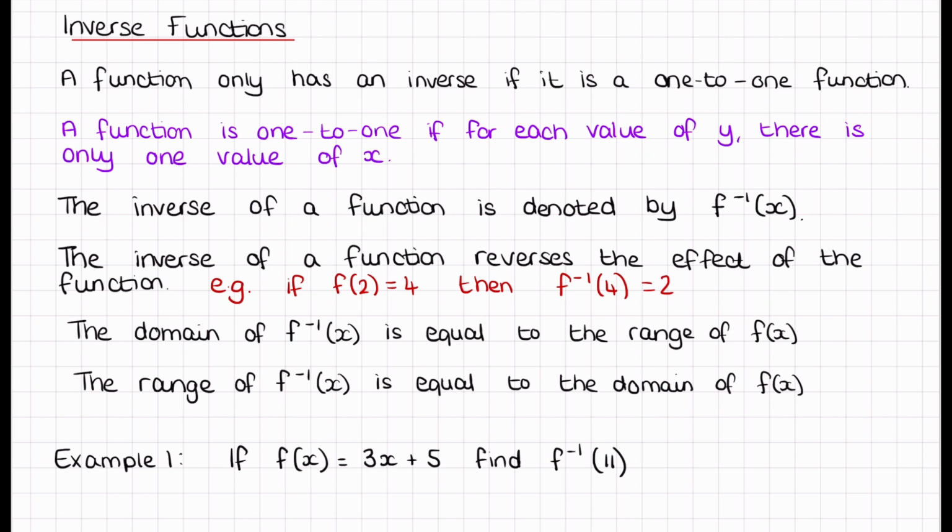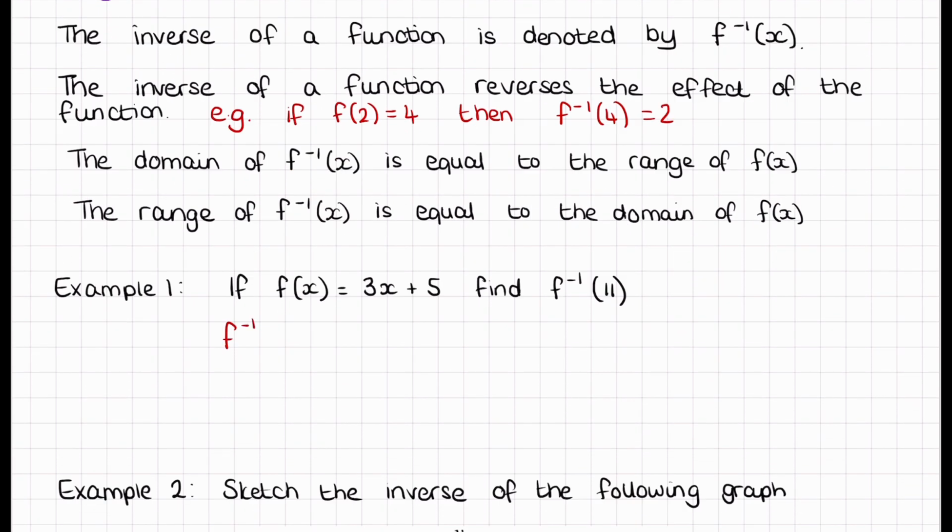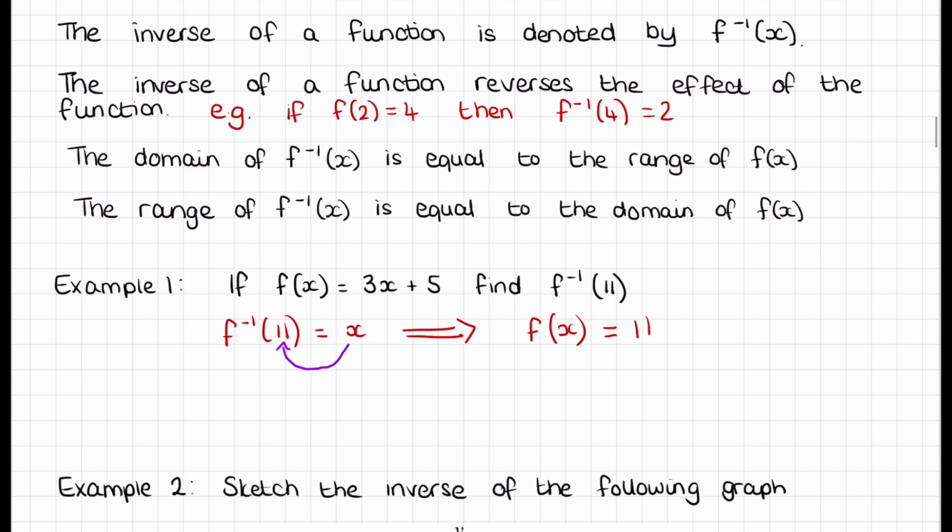First example, if the function of x equals 3x plus 5, find the inverse at 11. So we want the inverse at 11. We want to find out what that equals. Now, with an inverse, we can rearrange it as a normal function, remember, by swapping the x and y. So then on the original function, this would be the function at x equals 11. So you see that here, the 11 and the x will swap when it goes to the original, which means it then becomes very easy to solve.